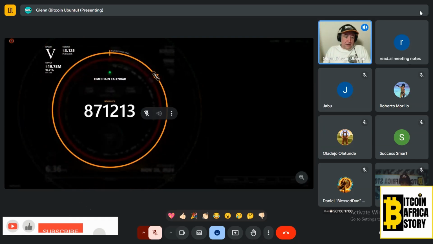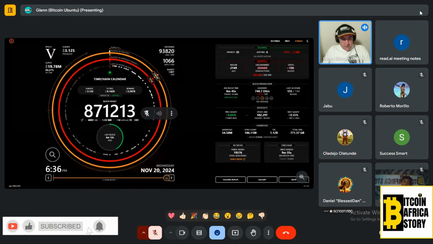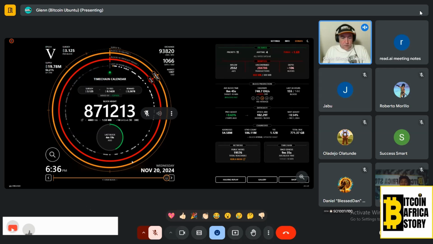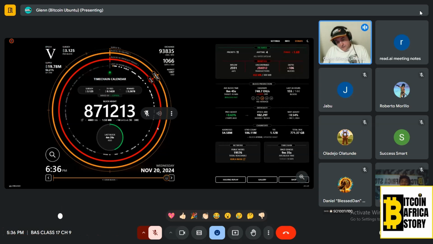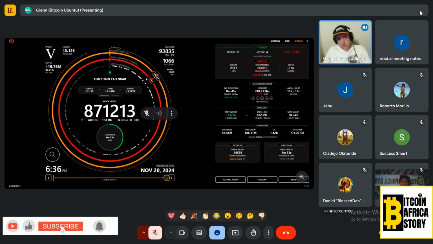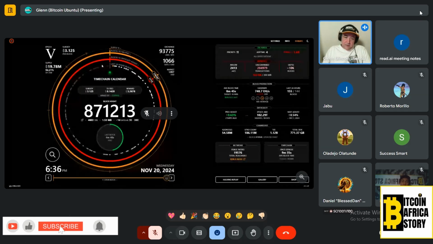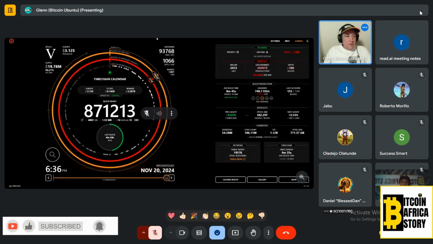So if we go back and have a look at the time chain calendar again, you'll see this orange circle is the blocks till the next halving. So you can see we've got quite a way to go until the next halving, and then the next circle in here is the blocks to the next difficulty adjustment. And you can see there's still a long way. We're just barely into the new difficulty epoch, and so it hasn't been long enough to have a very accurate estimate of what the difficulty adjustment will be in 10 days' time.